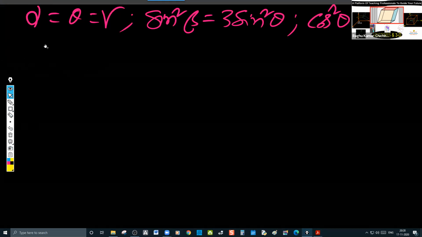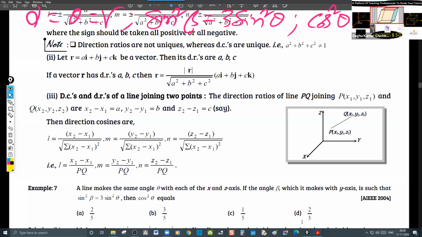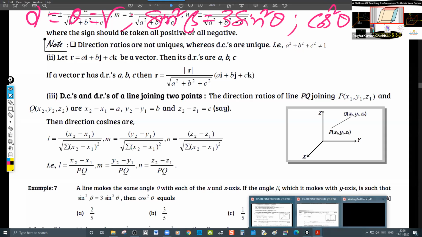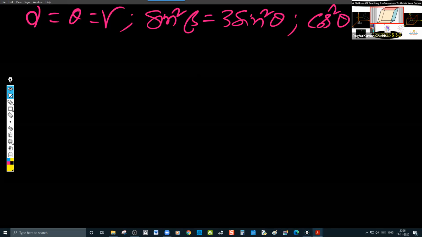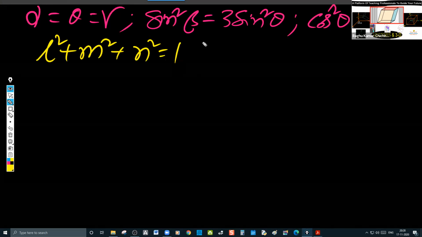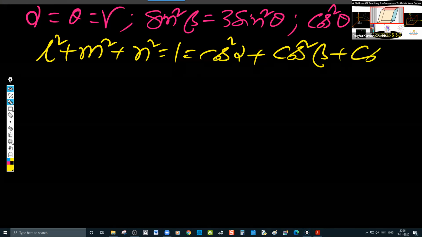Here it is given that this line is making equal angles with the x and z axis. That is why he is saying theta. Simply he said same angle theta. So I took alpha as theta, gamma as theta, and beta we don't know. But we know a relation: l square plus m square plus n square is equal to 1, which is nothing but cos square alpha plus cos square beta plus cos square gamma.